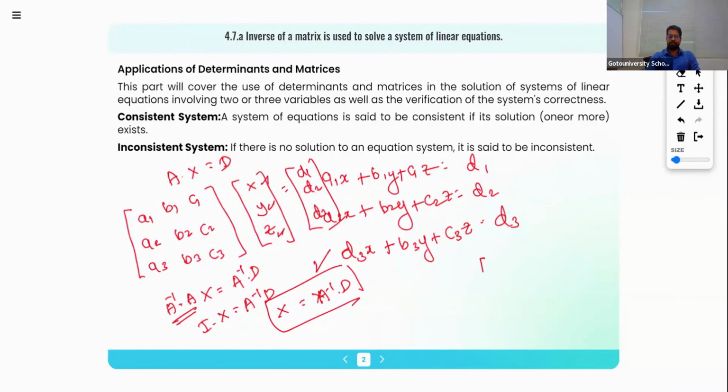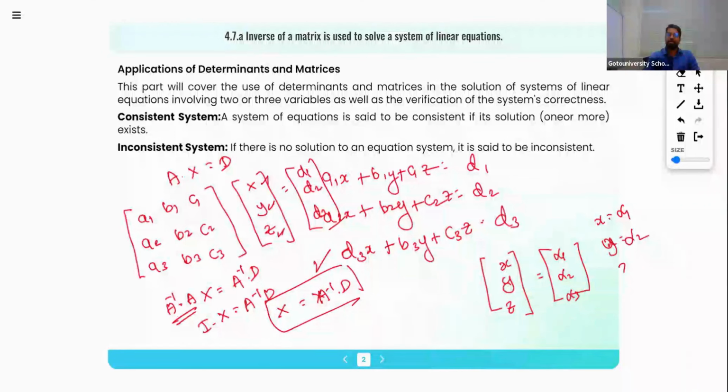So this will definitely give you a 3 cross 1 matrix, which can be compared with some values, say alpha 1, alpha 2, alpha 3. Directly I can say x is alpha 1, y is alpha 2, and z is alpha 3. This is the crux of this method. And for all this, we need to have what kind of system? It has to be a consistent system.